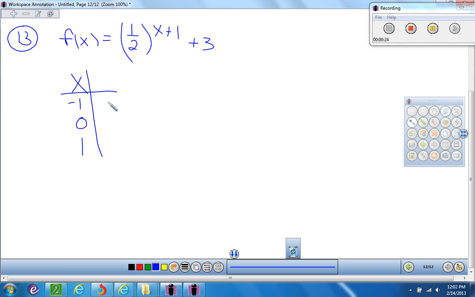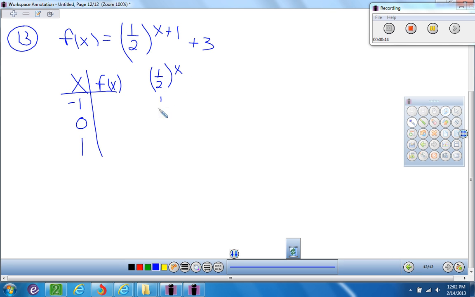Now there's a couple ways to do this. I can either go ahead and just plug in and see what I end up with, or I can adjust it. So for this one, I'm going to adjust it based off the transformations. So to do that, I'm just going to graph this. I'm going to come up with my values here and then adjust those.